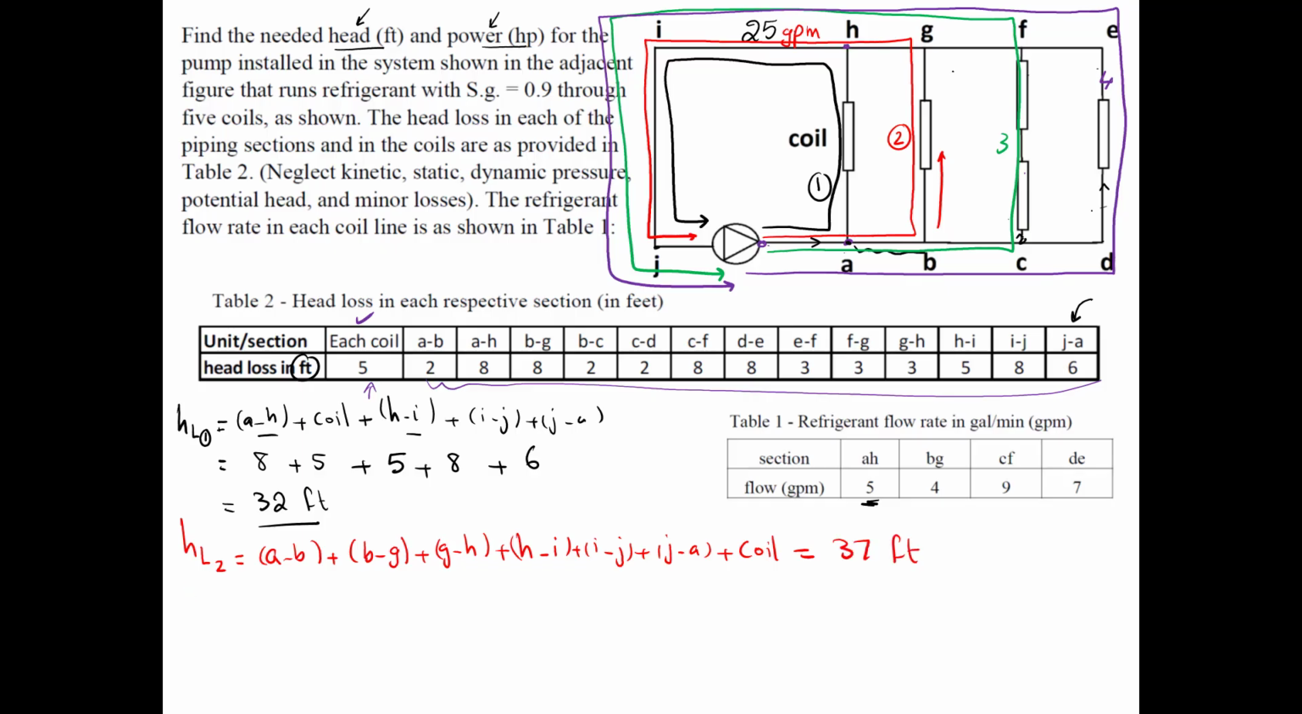And then we have number 3, head loss through path number 3. It's AB plus BC plus CF plus 2 coils, before we forget. And then we have the rest. And this would give me 47 feet.